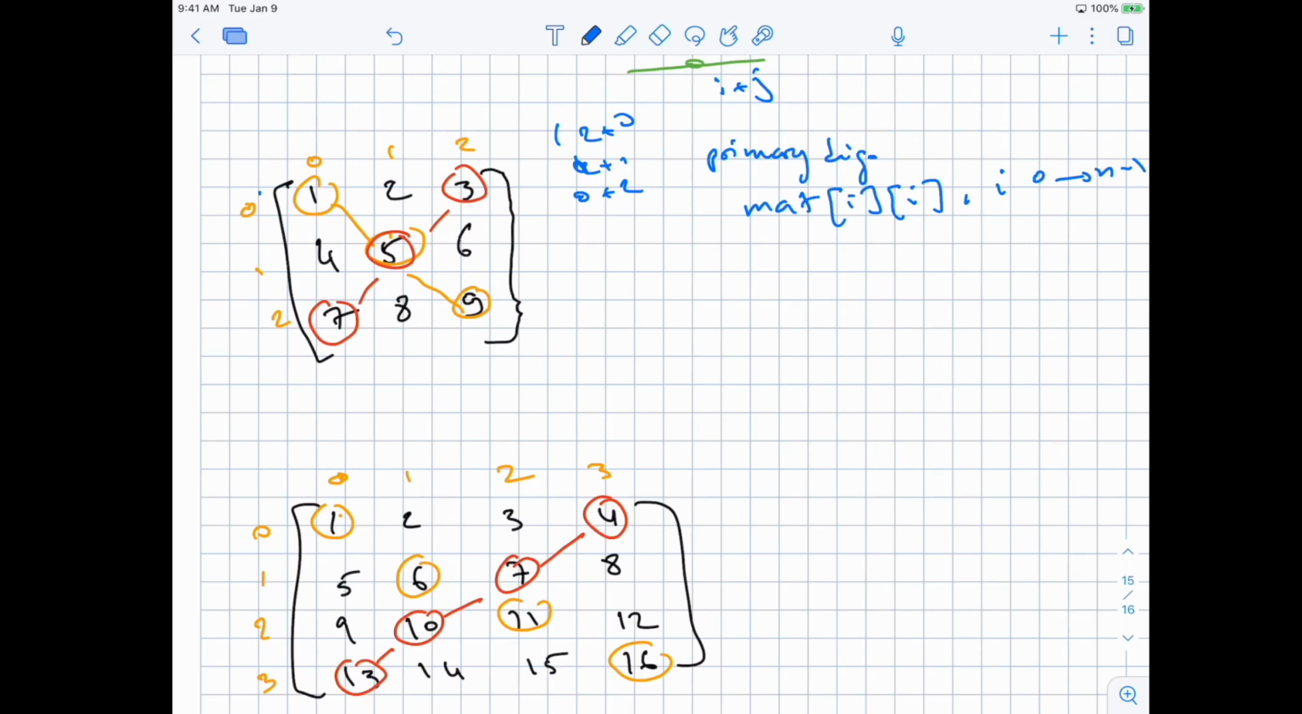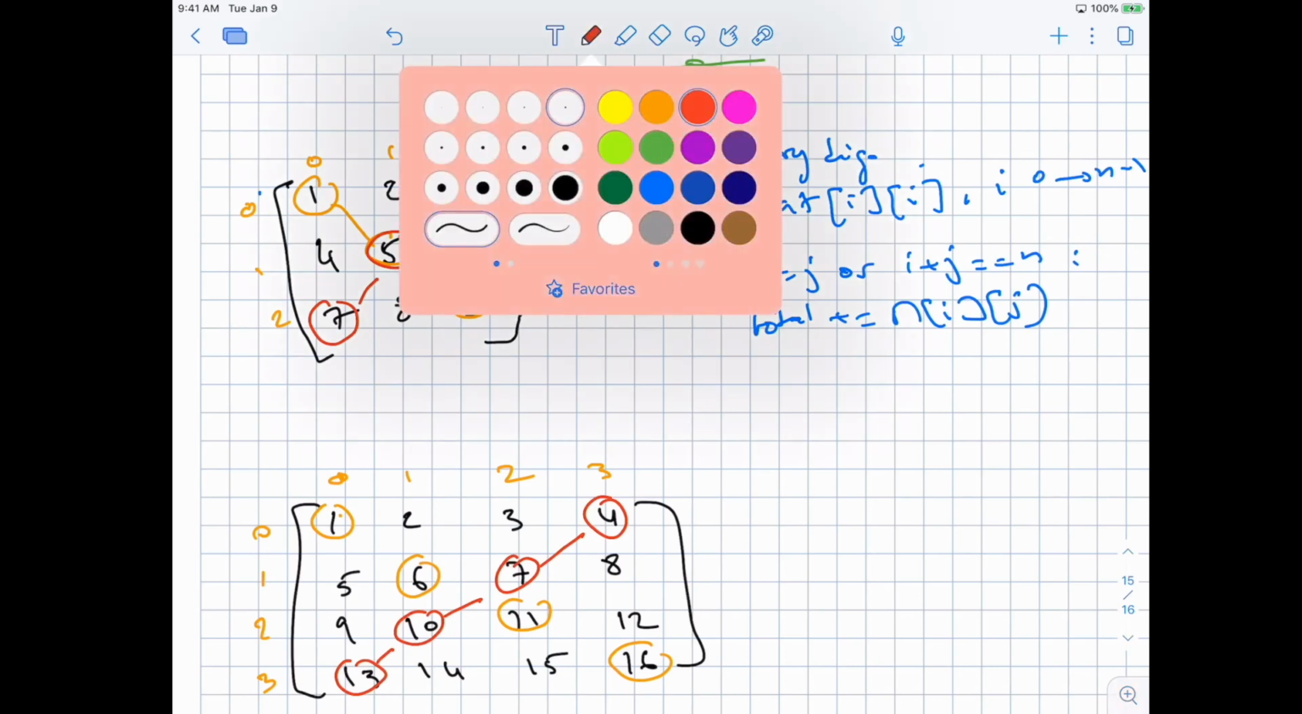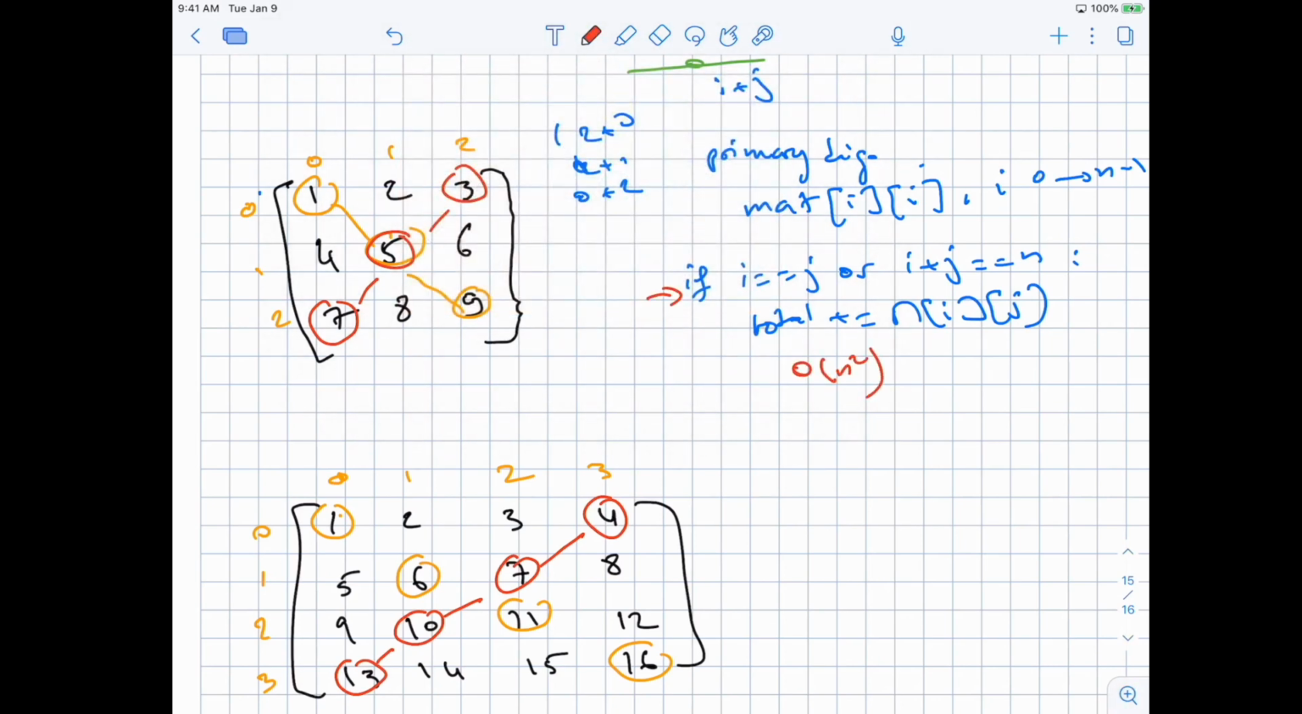That's the idea that we'll use here. For the first solution, we can just traverse the matrix by i and j, and if i is equal to j, which is the case for the primary diagonal, or the sum is equal to n, which is the case for the secondary diagonal, then we immediately add that to our total. This solution would be O of n squared, because we check all the cells in the matrix. That's one solution, but can we do better than O of n squared? The answer is yes, but how?